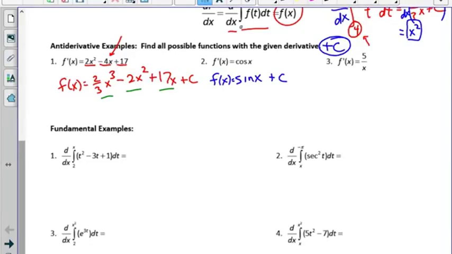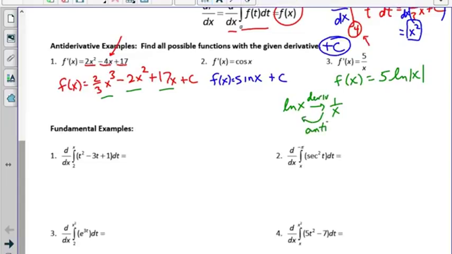F prime being 5 over x, my f of x will end up being 5 times the natural log of the absolute value of x. One thing that is important when you're taking the antiderivative of natural log or of 1 over x is you put an absolute value bar, but we'll learn that next chapter. So I just kind of want you to be aware, though, that if we see 1 over x, that was the derivative of natural log of x. So that means if we want to find an antiderivative of 1 over x, we have to go backwards and see that it's natural log of x.